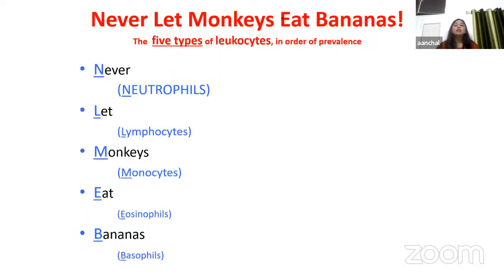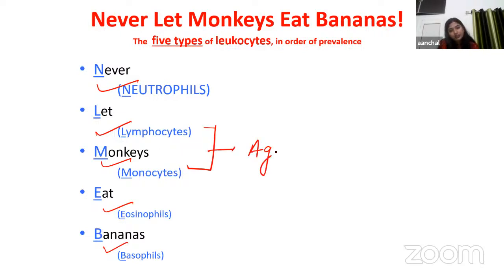Okay, now talking about the classification. So the classification can be remembered by using this mnemonic, that is Never Let Monkey Eat Bananas. It means neutrophils, lymphocytes, monocytes, eosinophils and basophils are there, whereas these two cells, lymphocytes and monocytes, are considered under agranulocytes. It means there is absence of granules here. So A refers to absent.